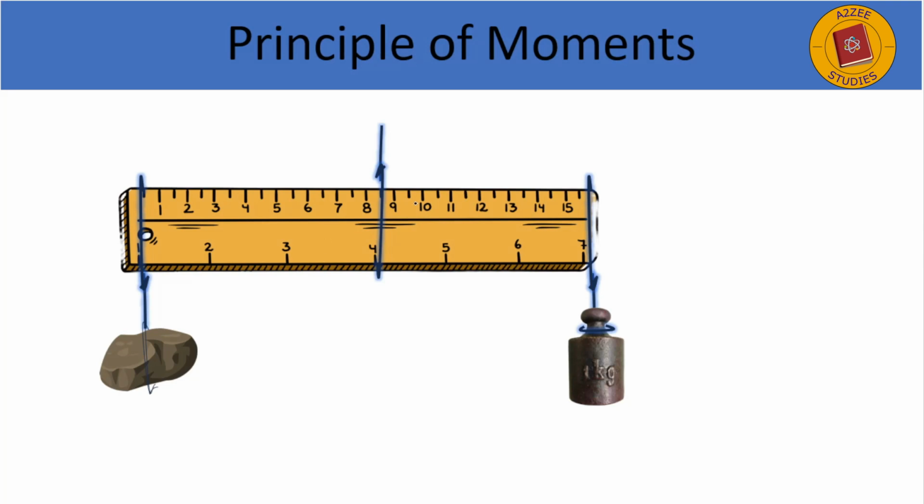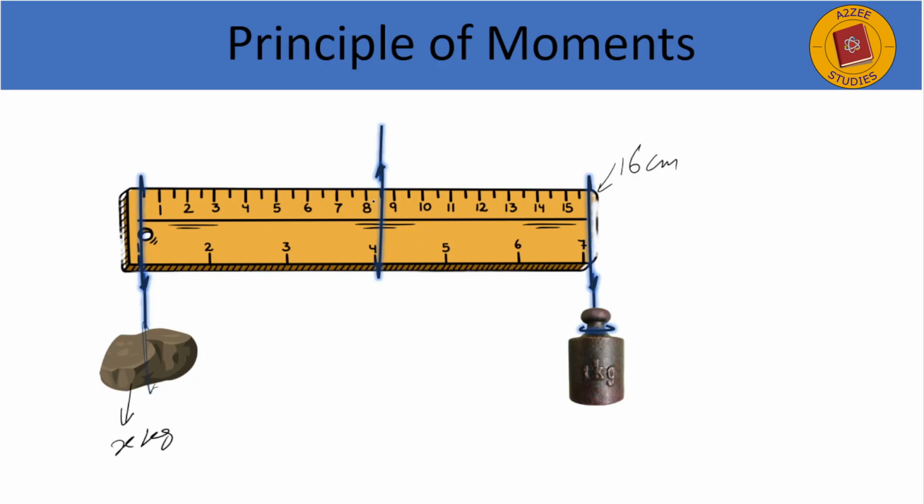You can also do a simple experiment here. For example, you can take a ruler and hang a 1 kg weight here at this outer edge. For example, this is the 16 centimeter end, and you hang a stone. We don't know the weight of the stone, but we can calculate it from here. For example, the weight of the stone is x kg.